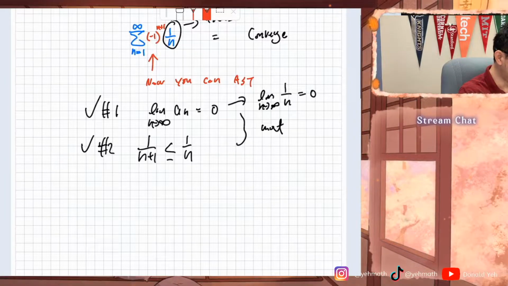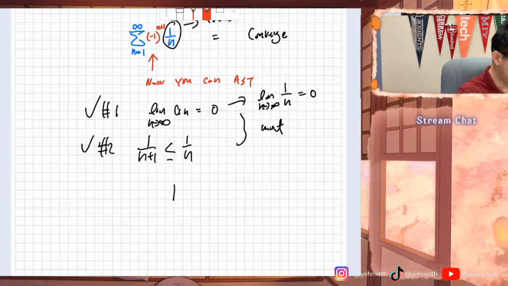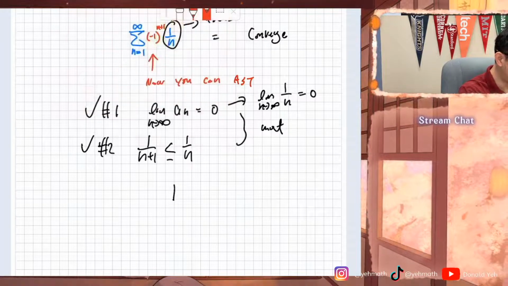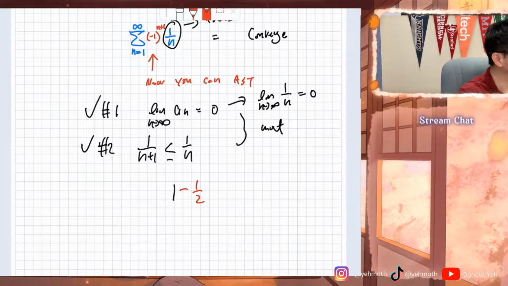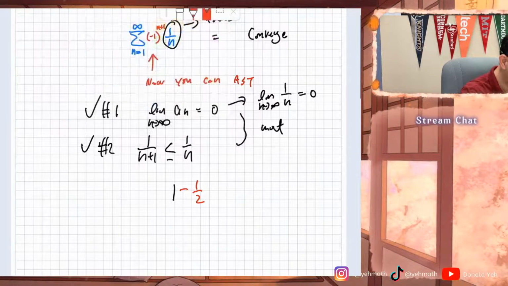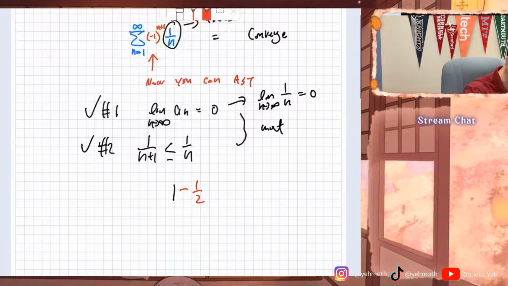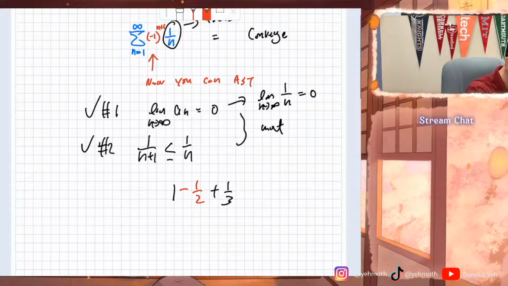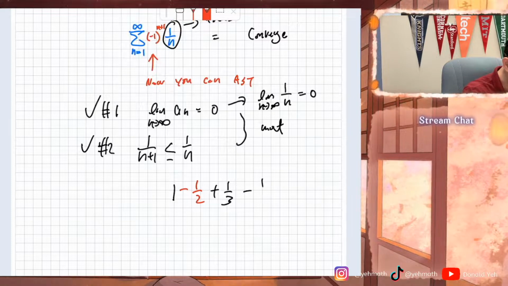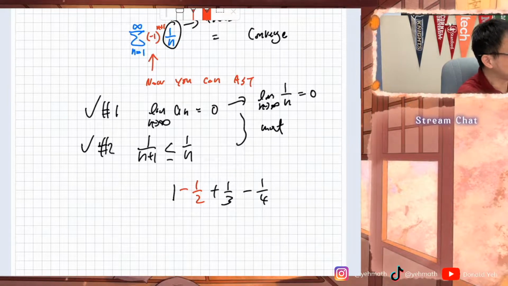So think about this. If it's the harmonic series, it's 1, right? Minus half, plus 1/3, minus 1/4. So it's convergent toward a value.